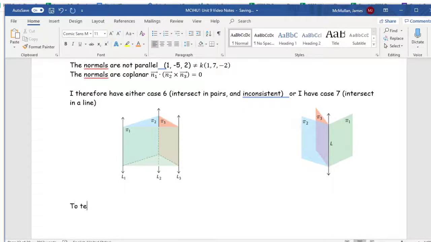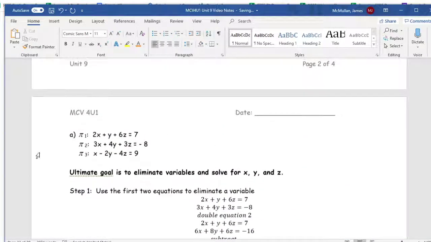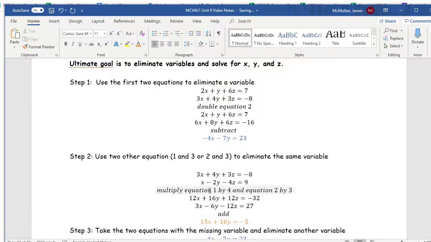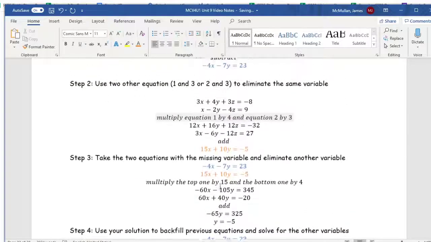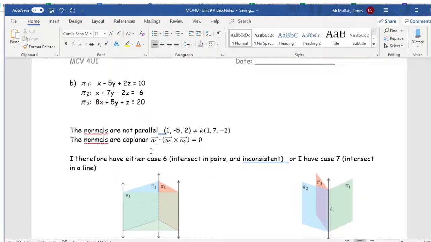To tell the difference, there's a couple of things you could do, of course. You have to try to solve the system. So I'm going to suggest, again, this is not the only way to do this, that what we do is the same thing we did for A. We're going to go through this elimination process and see how it works differently if you're in a different scenario. So let's do the same thing. We'll start with the first two equations.